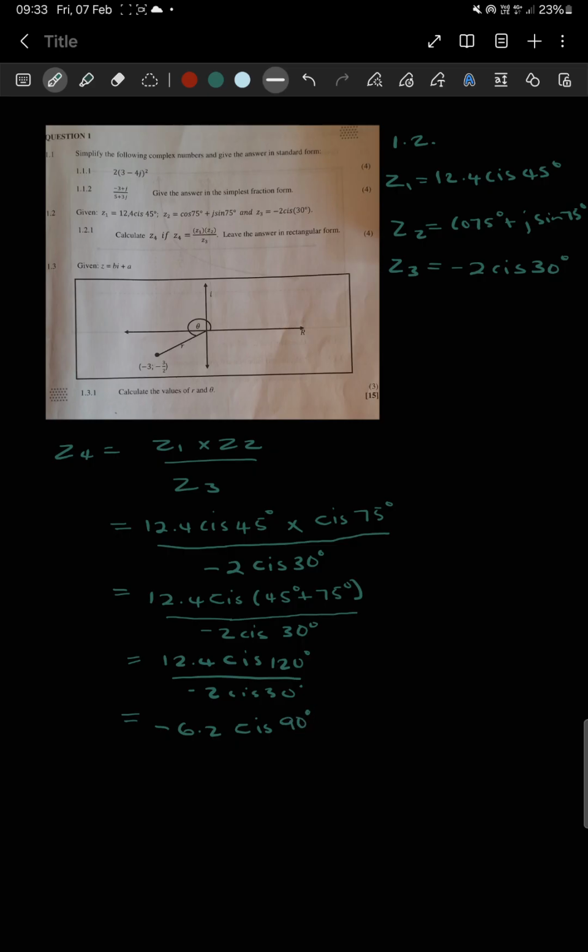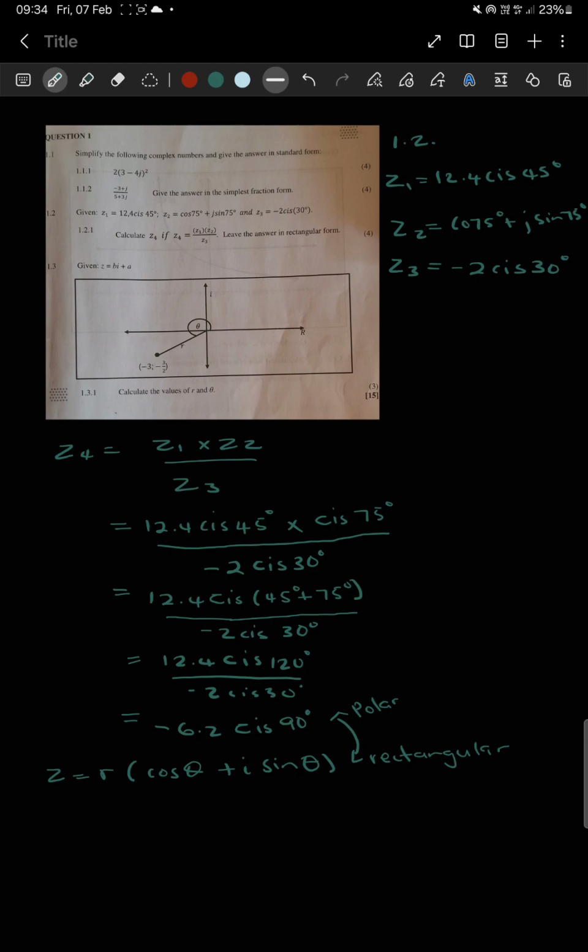We are done, but now we are asked to leave it in rectangular form, meaning we must change it to rectangular form. How do we change to rectangular form? We use the longer version of the cis, which is Z equals r into cos theta plus j sine theta. We're changing from polar to rectangular by using the longer version of the polar form.